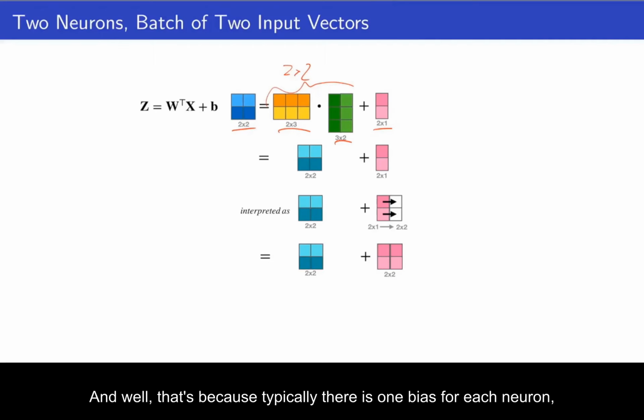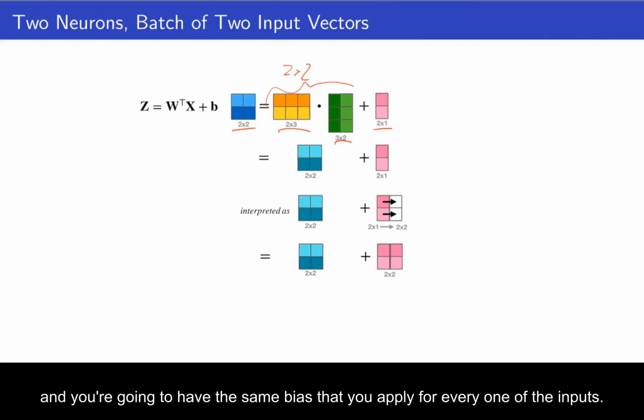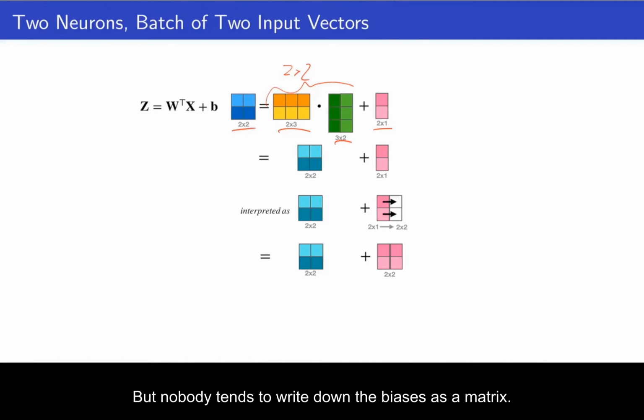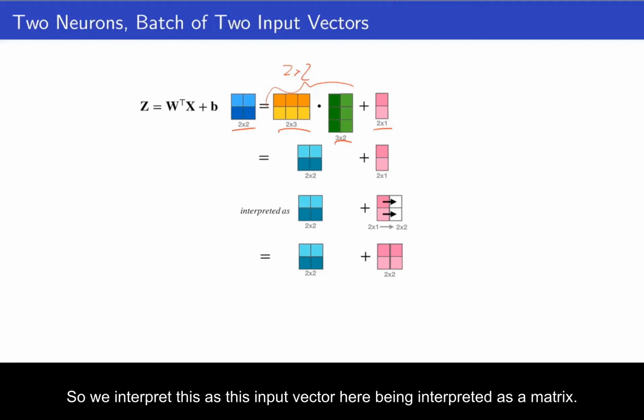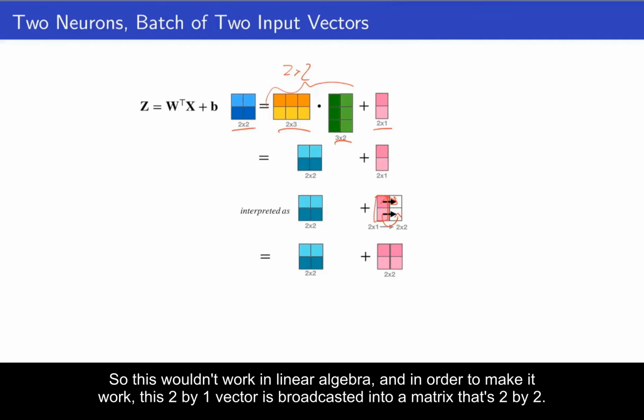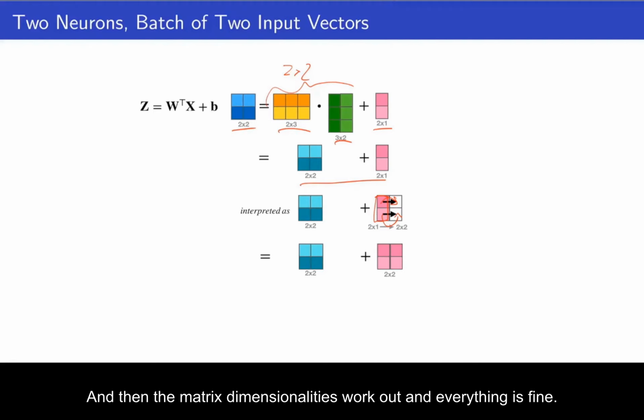And that's because typically there's one bias for each neuron, and you're going to have the same bias that you apply for every one of the inputs. But nobody tends to write down the biases as a matrix. So what's going on is the same as broadcasting in Python. This wouldn't work in linear algebra, and in order to make it work, this 2 by 1 vector is broadcasted into a matrix that's 2 by 2. And then the matrix dimensionalities work out, and everything is fine.